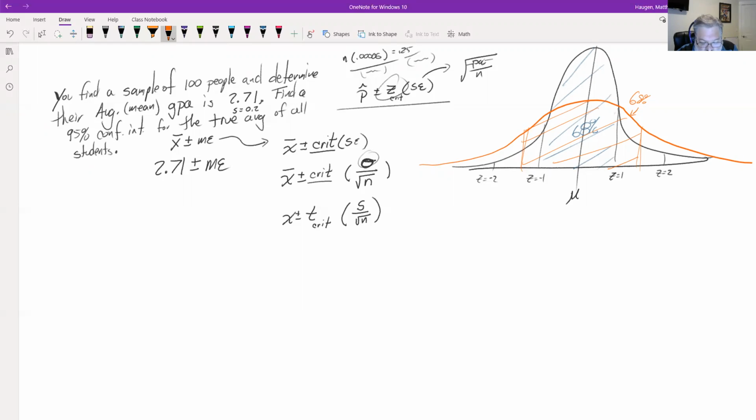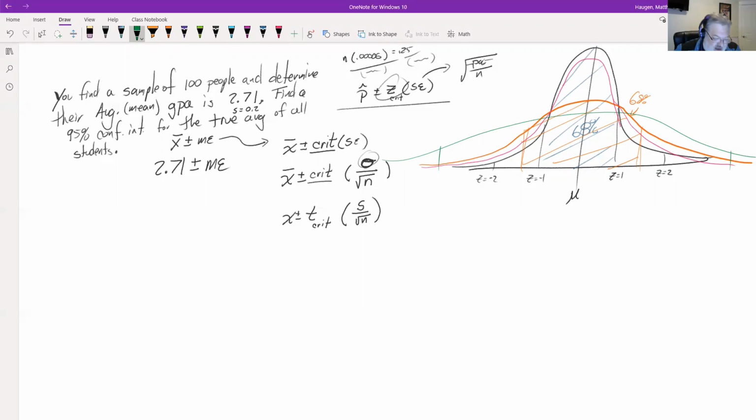Now, how much does it widen it out? Well, how much it widens it out depends on our sample size. The larger the sample size, the closer we can get to a normal distribution. So if your sample size is really large, the t-distribution ends up looking a lot like the normal distribution. If your sample size is small, it ends up being really wide, giving you a lot of space.